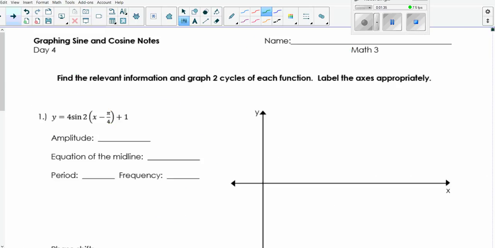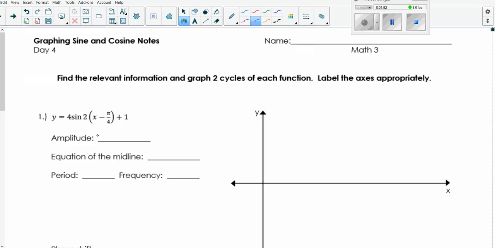Alright, let's go through a bunch of problems. So just like we did yesterday, we're going to find all the relevant information listed, and we're going to graph 2 cycles of each function, and we're going to make sure that we label both our x and our y axis. If you have a highlighter or a colored pen, it would be helpful for today as we start shifting.